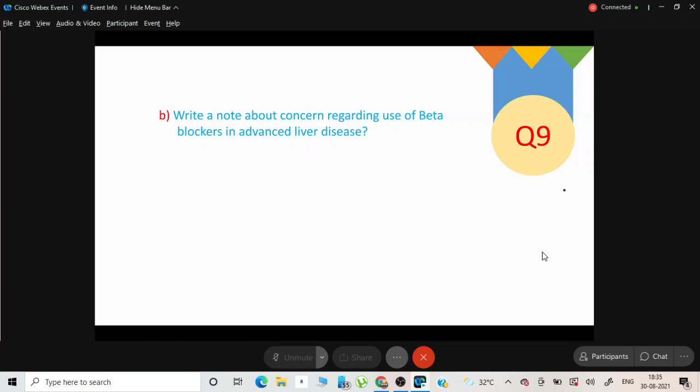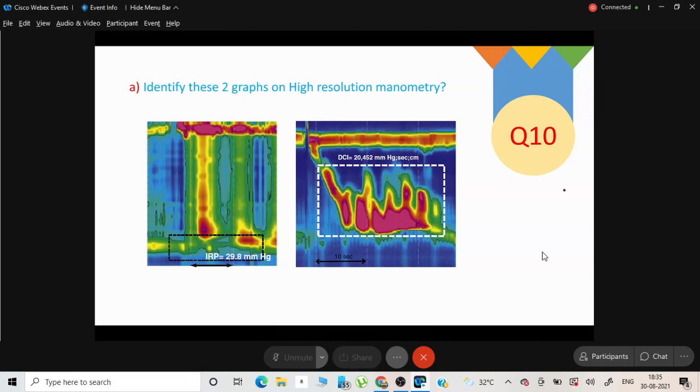We'll move on to the question number 10. Identify these 2 graphs on high resolution manometry of the esophagus. So you have to give the diagnosis. So this is component A of question 10.